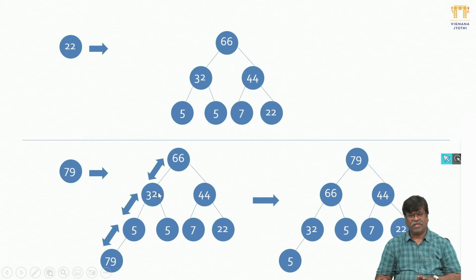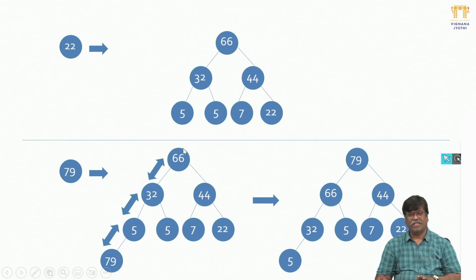79 and its root 32, you can compare. 32 is the lesser value, 79 is the greater value, so you can exchange these two. 32 comes here, 79 goes there. Then 79 and 66, compare and exchange these two values also.